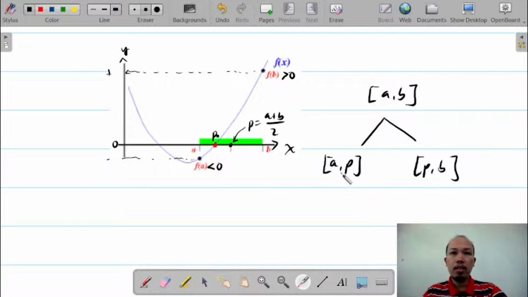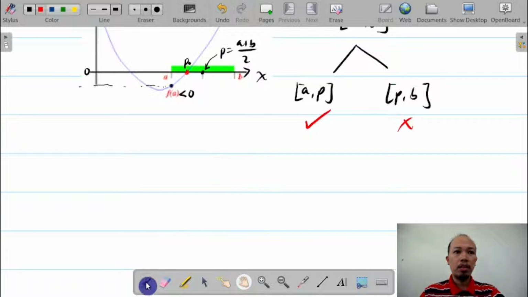Based on this illustration, the one that contains the root is this one, [a, p]. So we will choose [a, p]. If the root is in the interval [p, b], then we will choose [p, b]. Then we will do the same. This is now our new interval in the bisection algorithm.